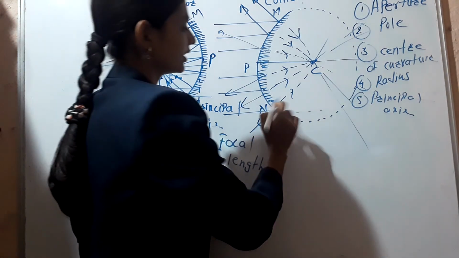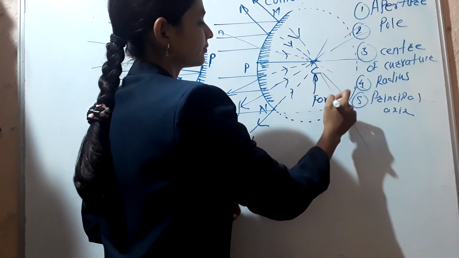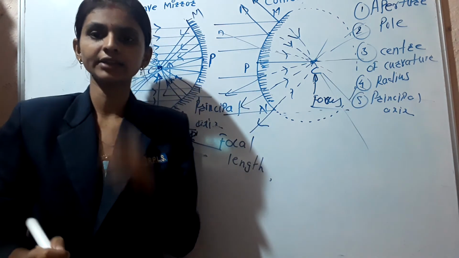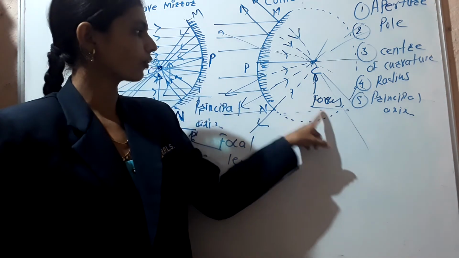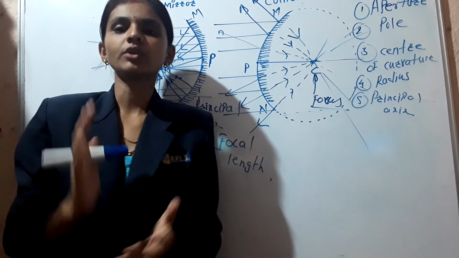So here, the focal length is the distance between the pole and the focus. Here again, the focal length is the distance between the focus and the pole. Okay, so I think students, your concepts are clear now.